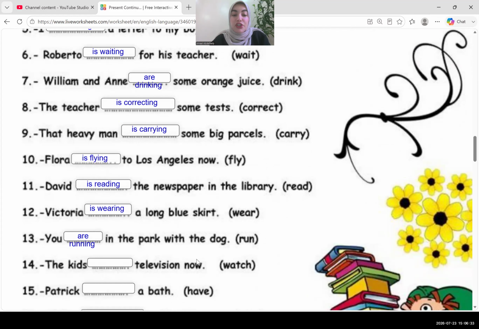The kids are watching television now. The kids is a plural noun, so it must take are plus watching television now. The last one, Patrick is having a bath. So Patrick is a singular noun. It must take is, having a bath now. Okay, let's move to the next exercise.